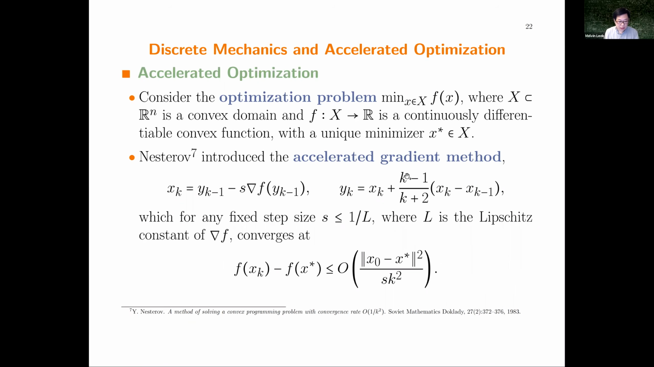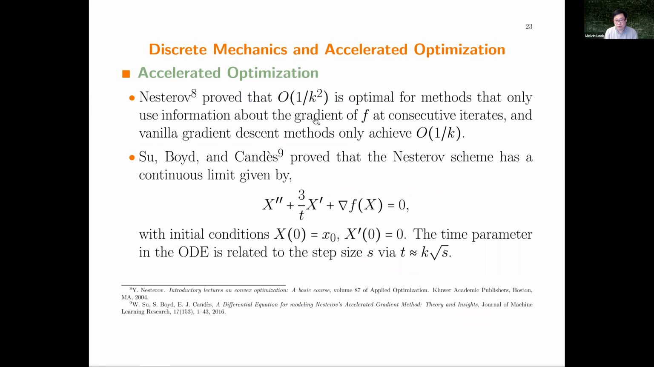What was interesting was that Nesterov, back in the 1980s, introduced what he called the accelerated gradient method, which is given here. What was exciting about it was that this accelerated gradient method converged to the minimizer at a rate, instead of 1 over k, of 1 over k squared. This is what then became referred to as acceleration. The other thing Nesterov proved was that this 1 over k squared rate is actually optimal over methods which use only information about the gradient of f at successive iterates. Standard gradient descent methods only achieve 1 over k.